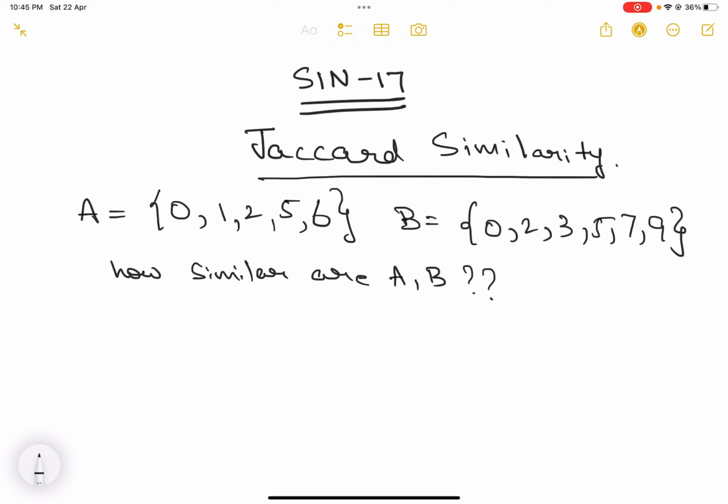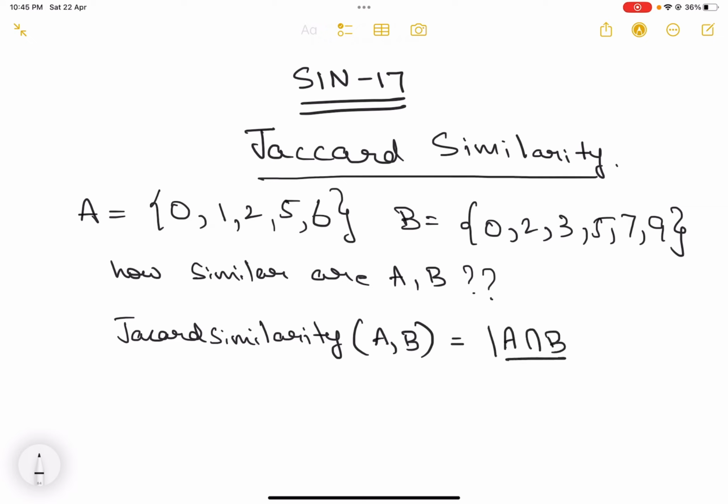So we have this formula of Jaccard's similarity, which helps us understand how similar they are. This is one of the measures that can be used. Jaccard's similarity of A and B is defined as the modulus of A intersection B, divided by the modulus of A union B. So you are finding out the number of common elements of A and B. A intersection B is the set of common elements, and the modulus or the absolute value denotes the number of common elements.